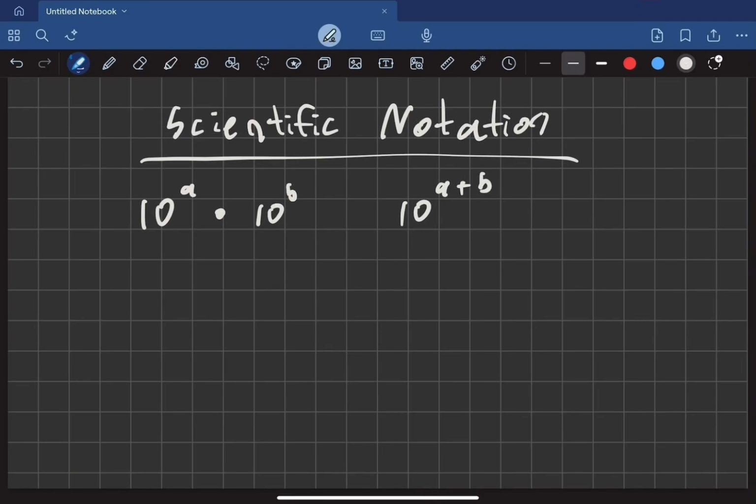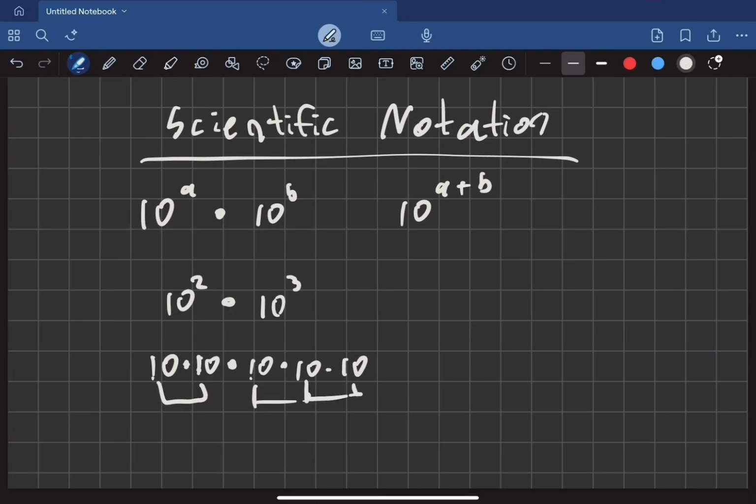Let's say this a up here is a 2, so 10 squared, and this b right here is a 3, so 10 cubed, and we're multiplying those. What's this really saying? Well, it'll be 10 times 10 for this, so that's what 10 squared is, then multiplied by 10 times 10 times 10 over here. Well, let's count them up. 1, 2, 3, 4, 5. So 10 times 10 times 10 times 10 times 10 is just 10 to the fifth. And as we've seen, 2 plus 3 is also 5. So 10 to the 2 plus 3 is 10 to the fifth.